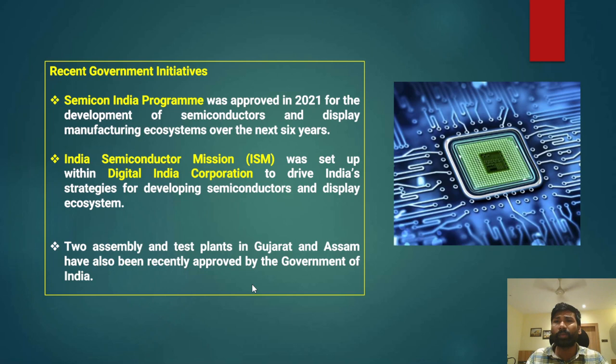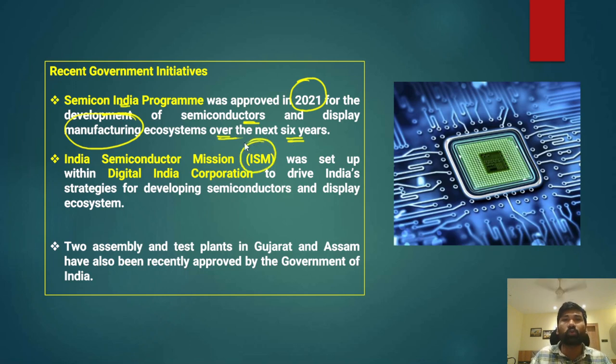Now recently the government has launched various initiatives to promote semiconductor manufacturing. Firstly, we need to talk about the Semicon India program. This program was approved by the government in the year 2021. It is aimed at the development of the semiconductor and display manufacturing ecosystems over the next 6 years, rapidly increasing the capacity of manufacturing semiconductors.